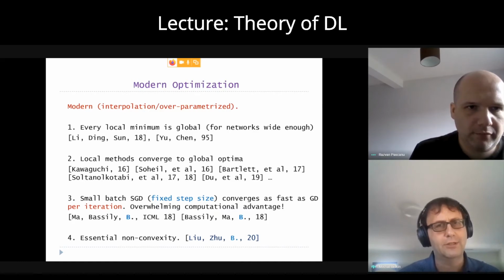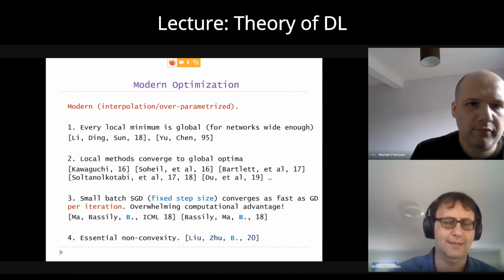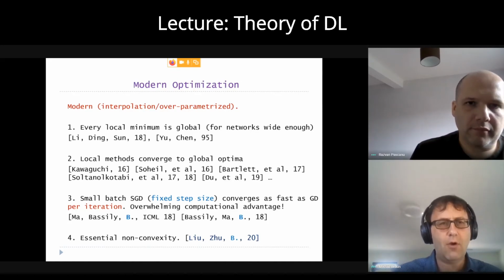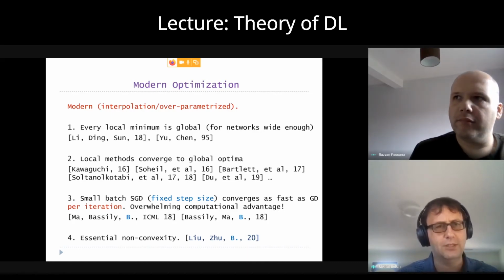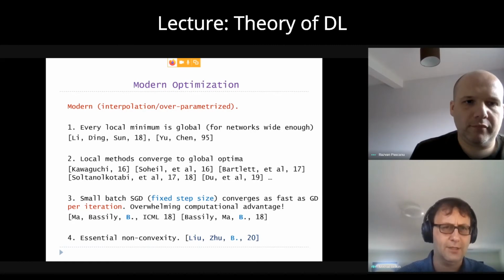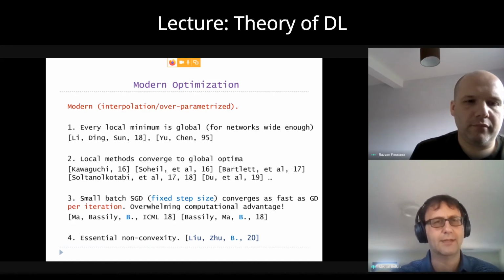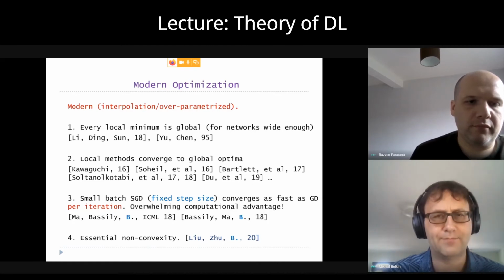Second, local methods converge to global optima. Again, this is very counterintuitive if you've seen classical views on this. Third, small batch SGD converges as fast as GD per iteration, which gives an overwhelming computational advantage. That's something that we've worked on, and maybe I'll describe that very briefly. And fourth, there is something which you may call essential non-convexity. It's really, really non-convex, much more non-convex in a sense than classical methods.